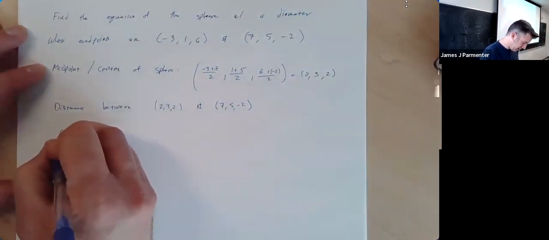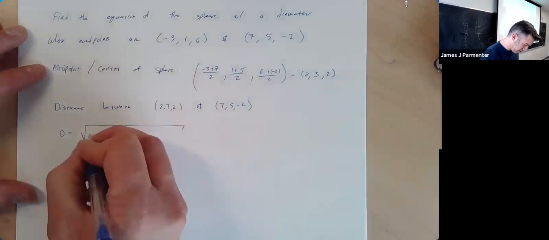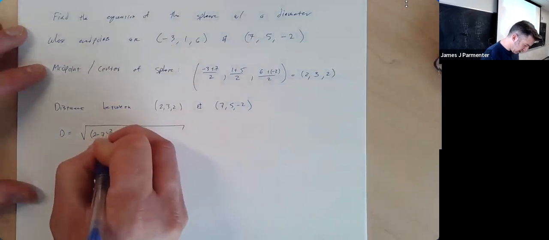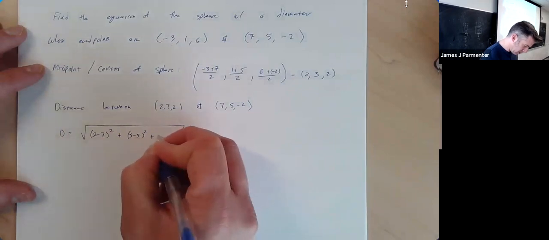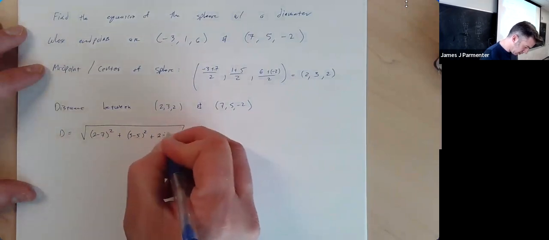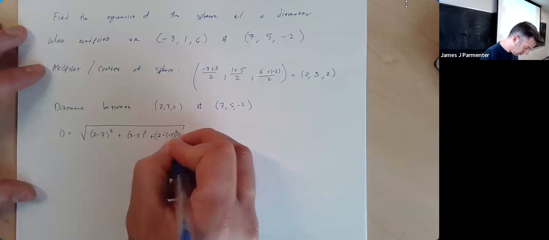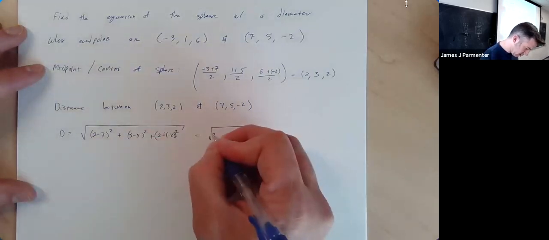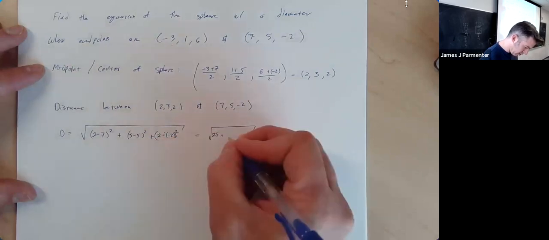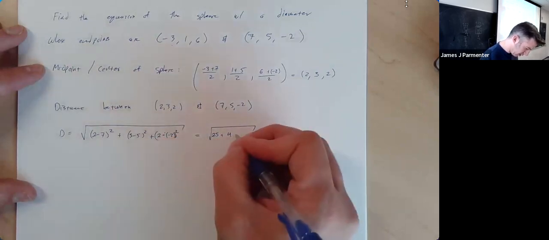Let's see, that distance is going to equal the square root of (2 minus 7) squared plus (3 minus 5) squared plus (2 minus -2) squared. That's going to be the square root of (-5) squared plus (-2) squared plus 4 squared.